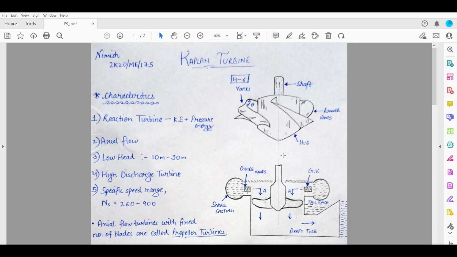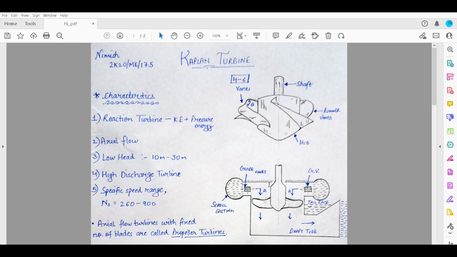Coming down here, we have the scroll casing, which is the first component, which is a spiral kind of a shape, or circular if you look in 2D. Then we come across guide vanes. Now what is the function of guide vanes? The guide vanes give the direction to the flow of water and control the flow of water.